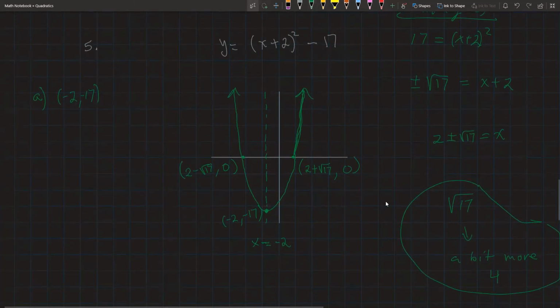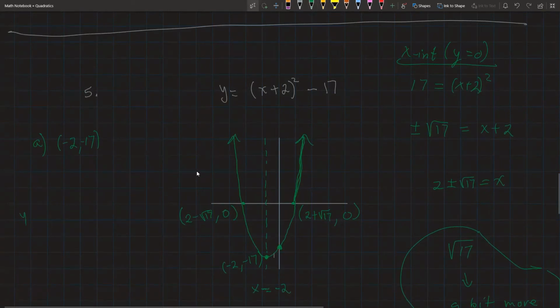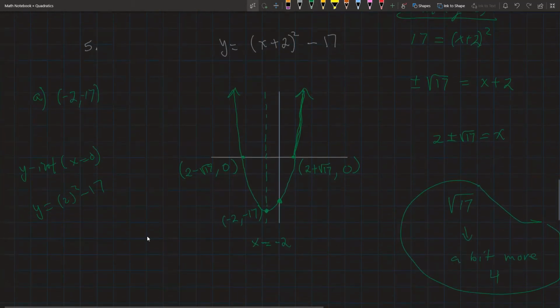And the nice thing is that we could actually solve for this one. That one's not too bad. So we're going to say y-intercept is when x equals 0. So therefore, y equals 2 squared minus 17, which is 4 minus 17. 4 minus 17 is negative 13.